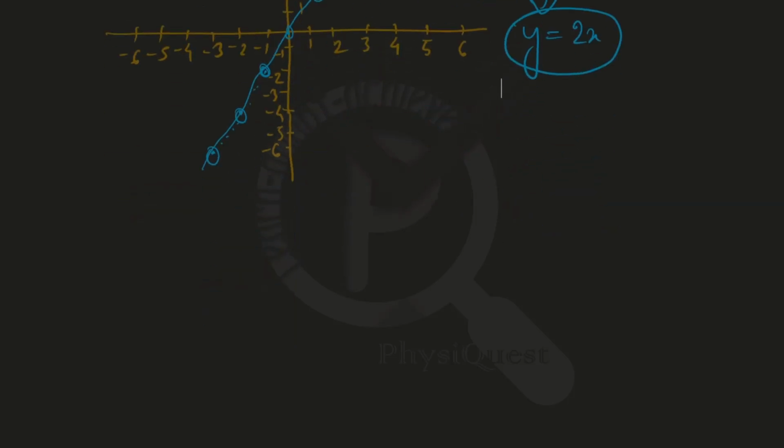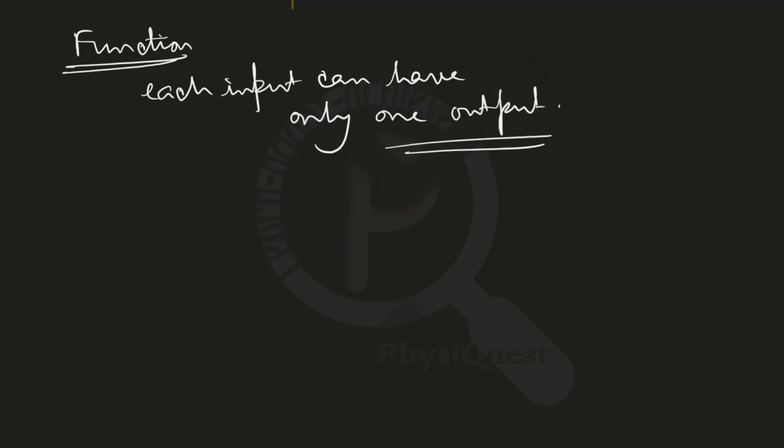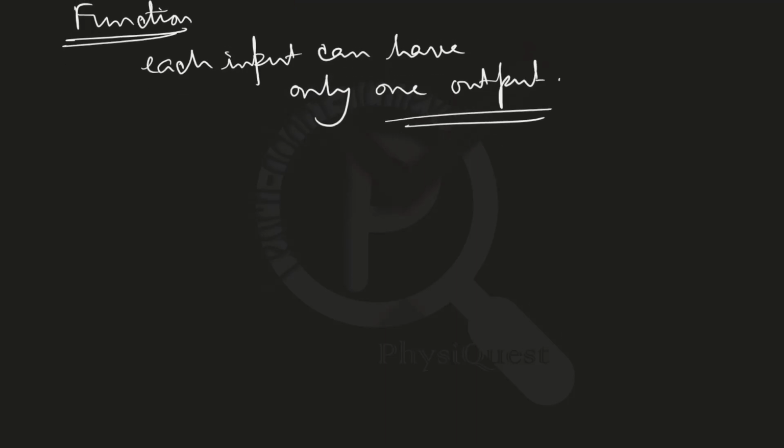But one thing, in the previous video I told you that for any relation to be a function, each input can have only one output. I think you can remember it. Just don't go by my handwriting, I know it is very bad. So yes, each input can have only one output.